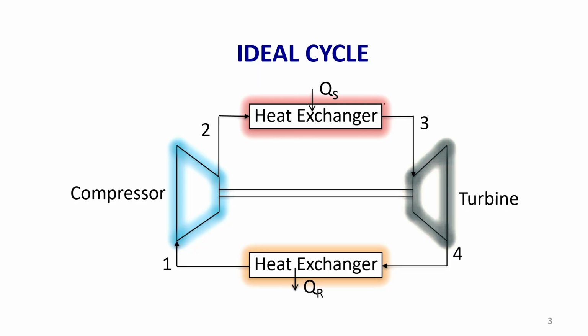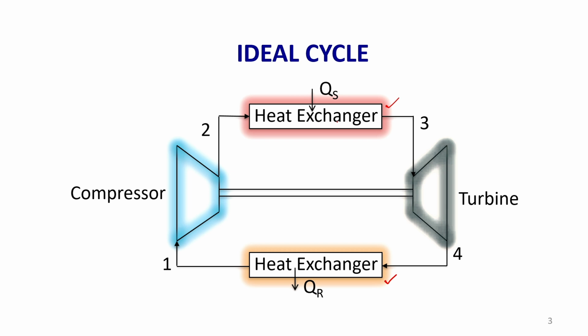In the ideal cycle, the modifications done are, we have two heat exchangers. One is for heat addition and another is for heat rejection. So, the combustion process is replaced by a heat addition process which is done in the heat exchanger at the top, and the exhaust process is replaced by a heat rejection process.